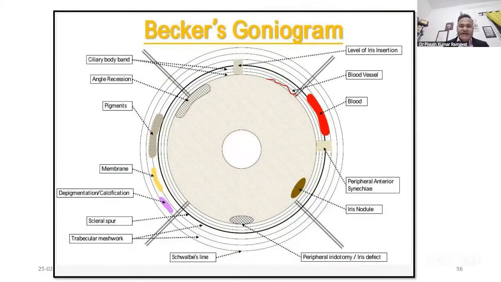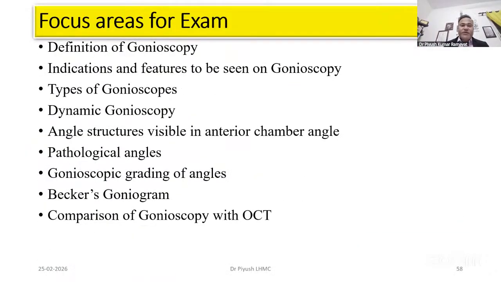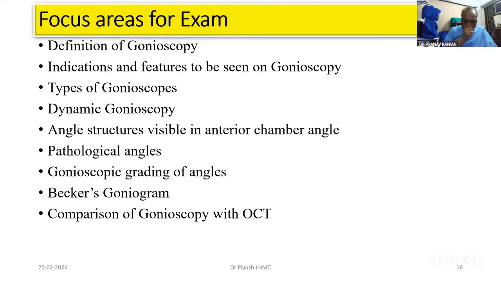Ideal way is to draw a Baker's goniogram where the center line denotes the scleral spur and the outer is Schwalbe's line, and there are various notations by which you can denote the blood vessel, blood, and various structures depending upon their position also. Compared with OCT, gonioscopy has the advantage that it can detect the cause also, pigment dispersion, angle neovascularization, and 360-degree assessment is possible. For exam point of view, you need to remember the definition of gonioscopy, indications of gonioscopy, types of gonioscope, what are dynamic gonioscopy, angle structures visible in the anterior chamber angle, pathological angles, Baker's goniogram, gonioscopic grading, and comparison.